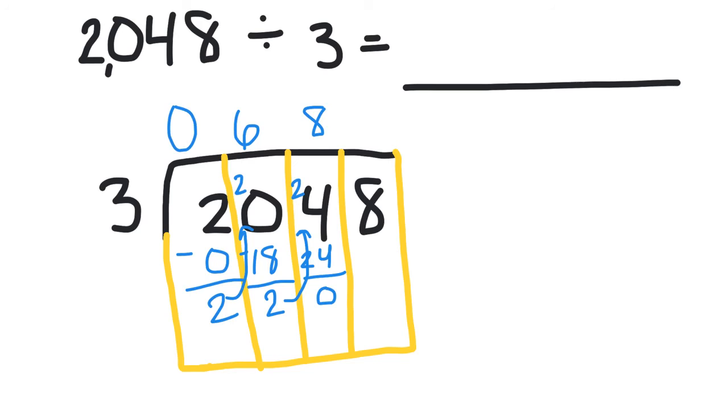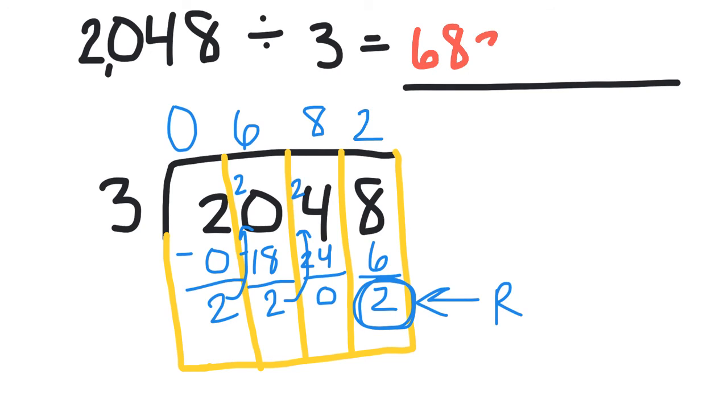So all we need to do is ask ourselves, how many 3s can we fit into 8? We can fit 2 3s into 8. 2 3s is 6. We're left with 2. We have nowhere to carry this to because we're in the last column. So that right there is our remainder. So our answer to this equation is 682 with a remainder of 2.